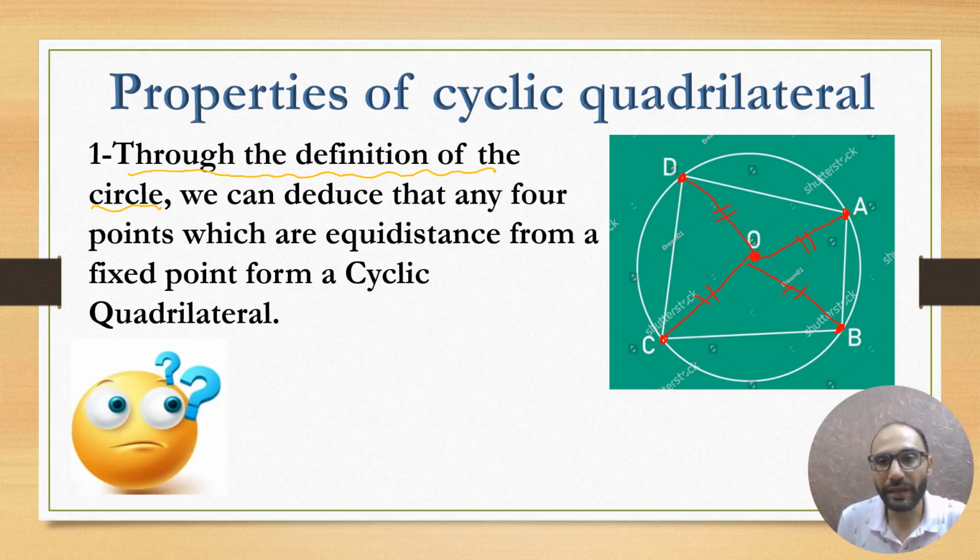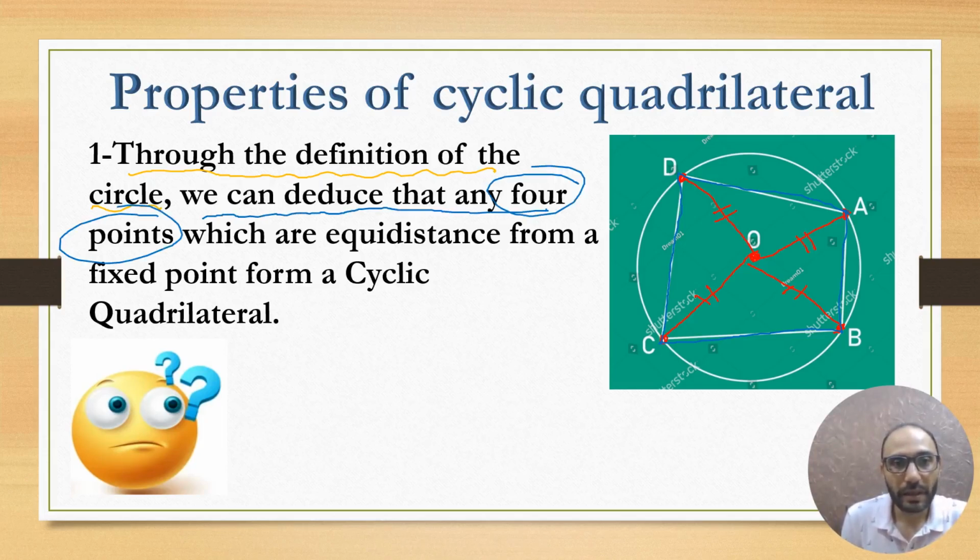And of course, any 4 points can form a quadrilateral if you join them together. So in this case, we have a cyclic quadrilateral. So the first of the properties of a cyclic quadrilateral, when we can say that there is a cyclic quadrilateral, is if we find 4 points at equal distance from a fixed point, they can form a cyclic quadrilateral.